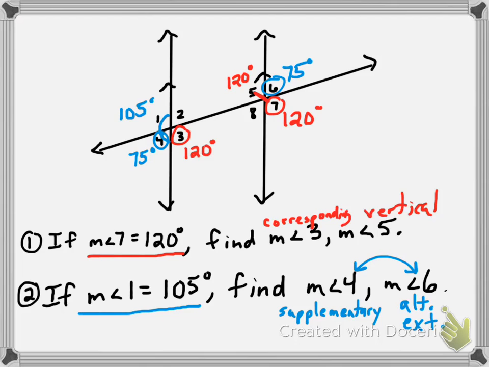So that's all you're doing with transversals, is finding the relationships between those 8 angles. Now for some practice problems. Okay, you need to find the missing angles.